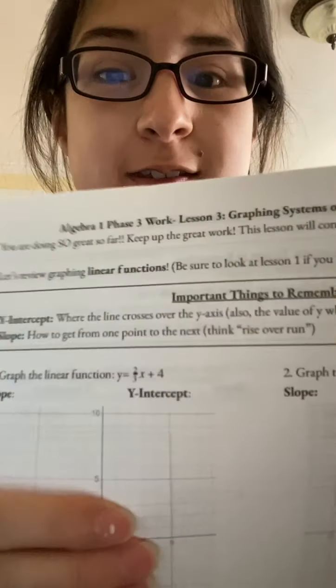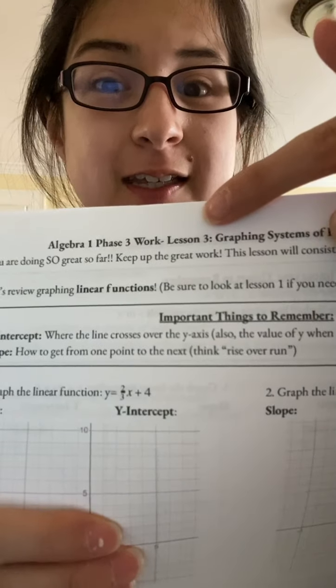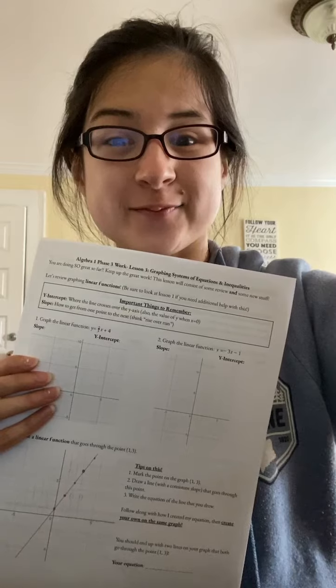I'm going to be talking you guys through lesson 3, so make sure that you see lesson 3 at the top of your paper. It should say graphing systems of equations and inequalities. So if you don't have that paper in front of you, make sure you go to the right video. This is lesson 3, okay?